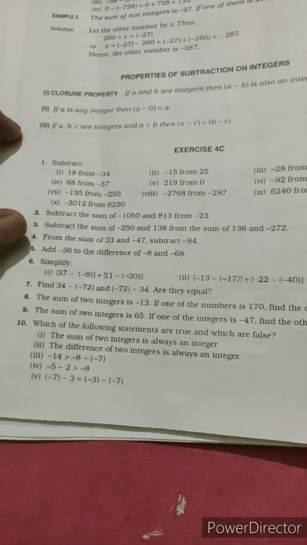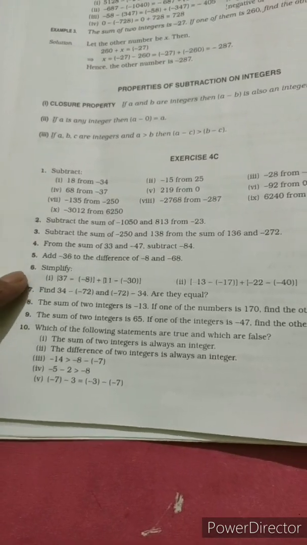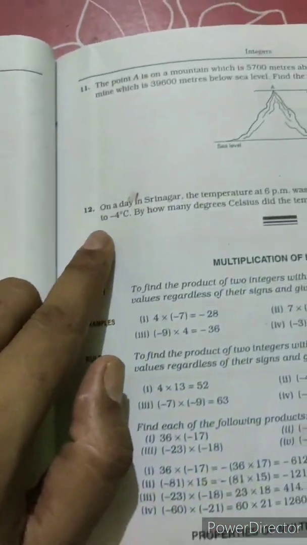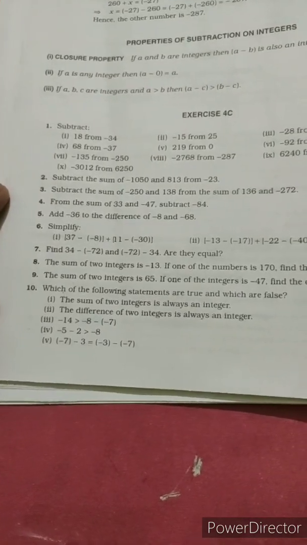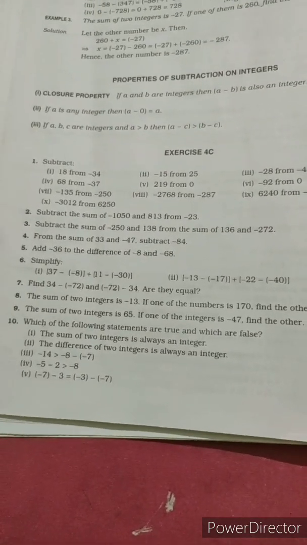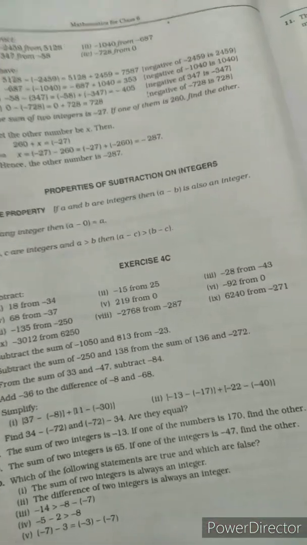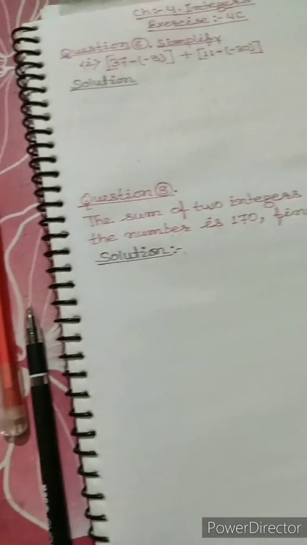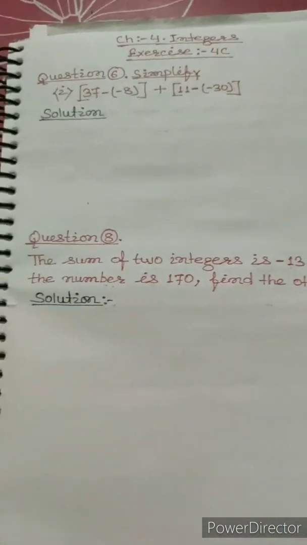Already I have given you question numbers 1 to 5 to complete in the last class. Now today we will complete question numbers 6 to 12. All these questions we will complete. Here I am going to explain some questions from this exercise, and the remaining questions you will complete yourself.